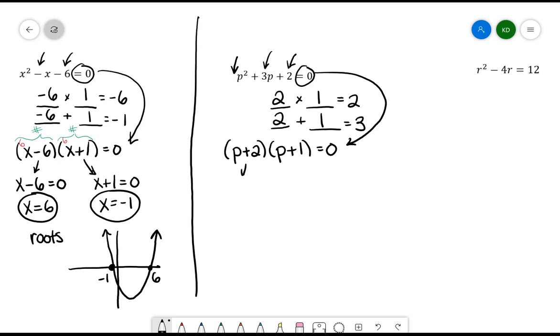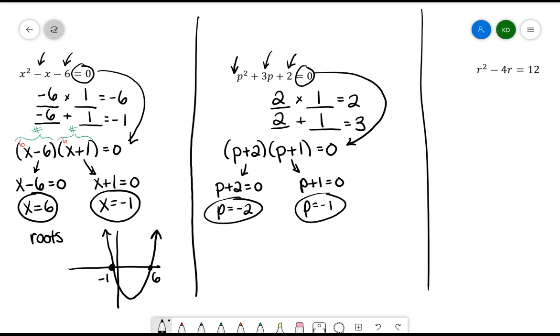Next, we're going to take our factors and set them equal to 0 separately. And then we'll solve for p. So subtract 2 from both sides, we get p equals negative 2. Subtract 1 from both sides on the next one, we get p equals negative 1. And there are the two roots. Let's try one more example.